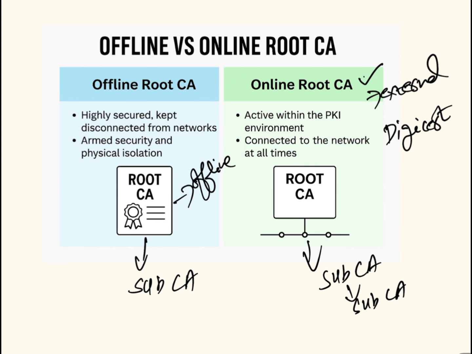Offline root CA is used for internal services and internal applications, and offline root CA is always kept offline. It will be completely disconnected from the network, but online root CAs are always online. So that is the quick session about offline root CA and online root CA.